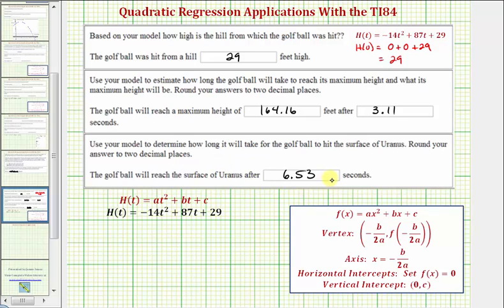If we wanted to solve this by hand, we'd have to set h of t equal to 0, which would give us the equation 0 equals negative 14t squared plus 87t plus 29. But in order to solve this, we'd have to use the quadratic formula.